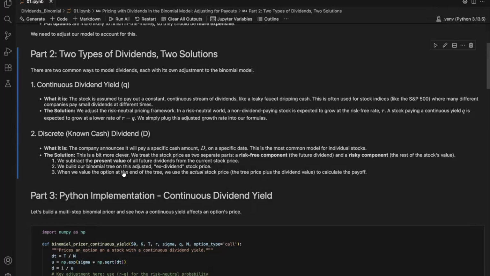We conceptually split the stock price into two components: a risk-free component, which is the present value of the promised future dividend, and the risky component, which is everything else. We then perform a binomial model only on the risky component. It's like modeling the value of the company's core business operations, separate from the cash it's about to hand out.